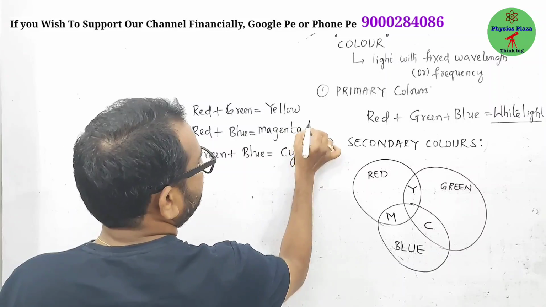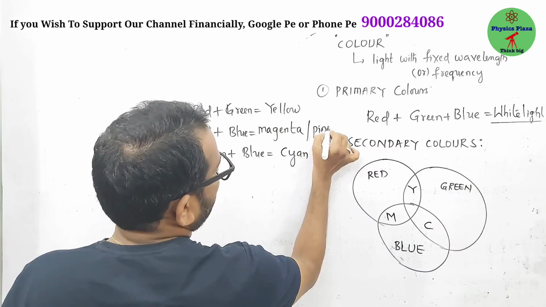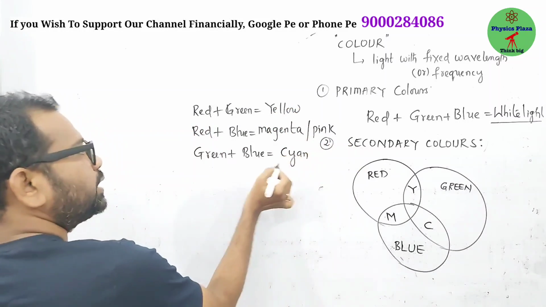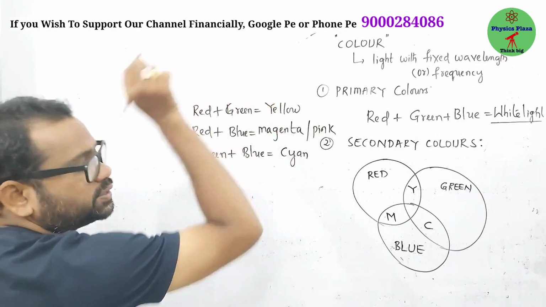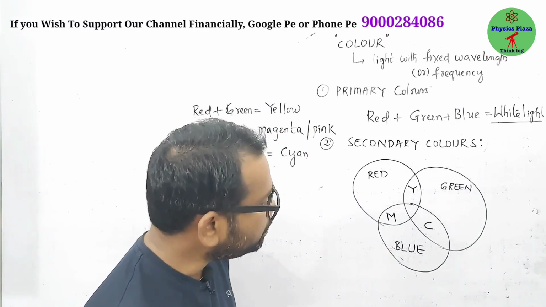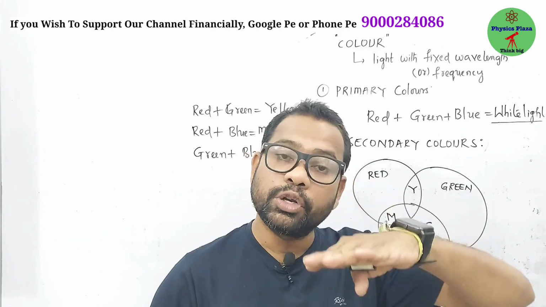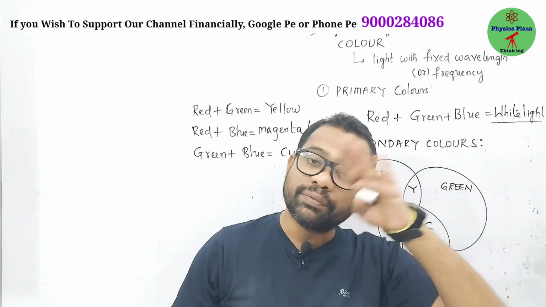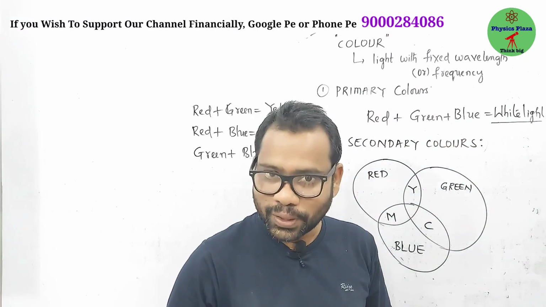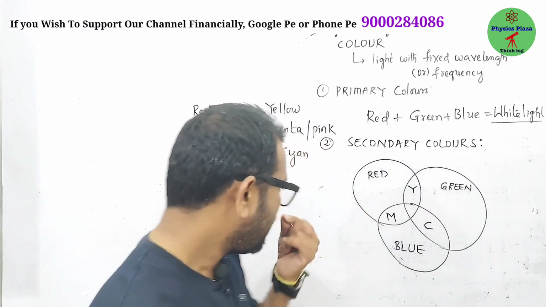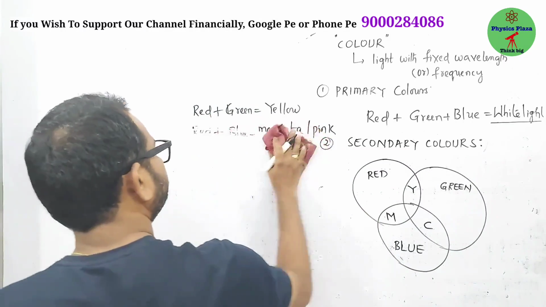Cyan color. This is simply, it's a pink also. Pink. So yellow, pink, cyan, these all are secondary colors, which are produced from the primary colors. But primary colors you cannot produce by mixing any other two colors. Okay, clear, fine. And here one more important point.